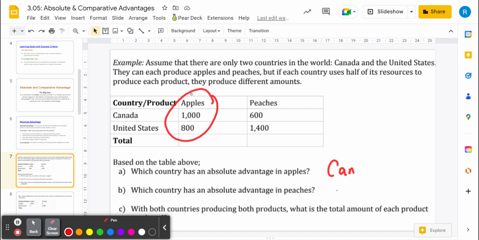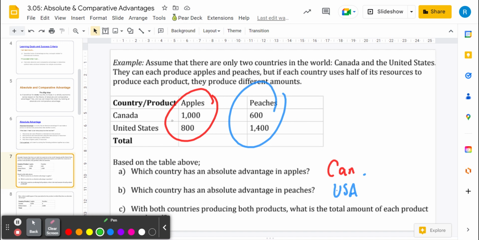Why? Well, if they're devoting their resources in a similar way, Canada makes more apples. Okay, which has an absolute advantage in peaches? The States, right? The States can just straight up make more peaches, or they can make peaches more productively than Canada. But let's get to some questions that will maybe allow us to start making some economic insights here and get more towards the heart of the theory, because that's pretty obvious.